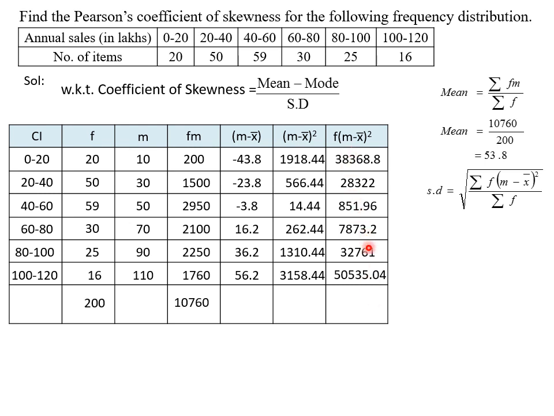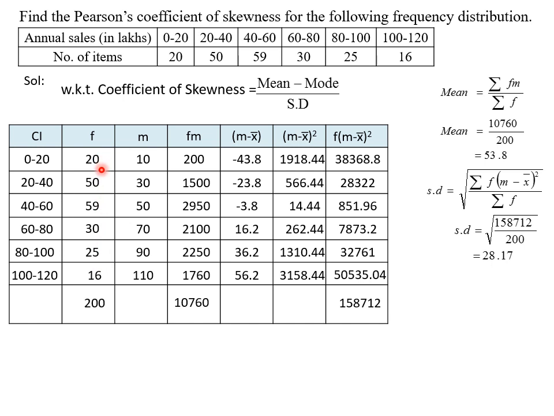Then finally we have to add up all the values as summation f into m minus x bar whole square, just nothing but this one. Okay. Yes, after finding that, substitute the respective values in the standard deviation SD formula to get the standard deviation. Now when you substitute these two values in that formula and simplify, you are getting the standard deviation as what? 28.